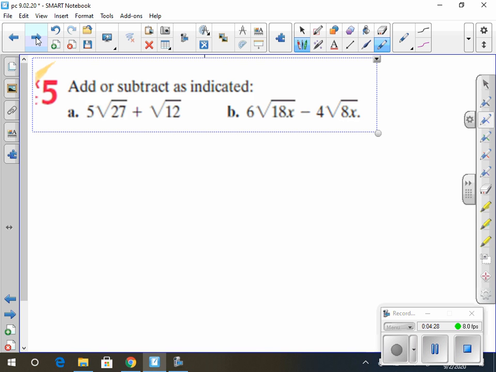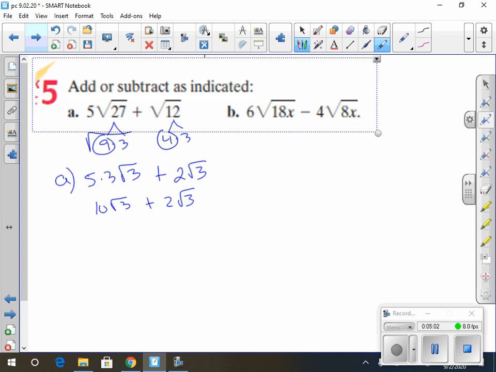Unfortunately, sometimes we don't have like radicals. However, this can be 9 times 3. That's a perfect square. So if that's still under the radical, right, A becomes 5 times 3 square root of 3 plus 4 times 3. There's your perfect square. You could break it down into more factors, 2 times 2, and pull out the pairs. But this becomes 2 square root of 3. So we have 10 root 3 plus 2 root 3 becomes 12 root 3.